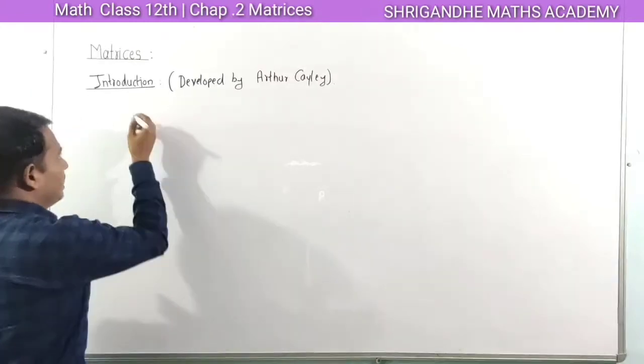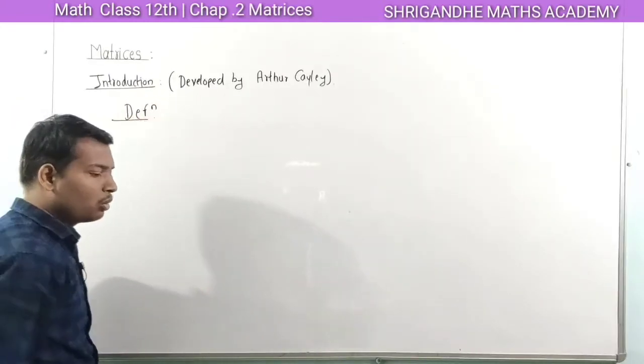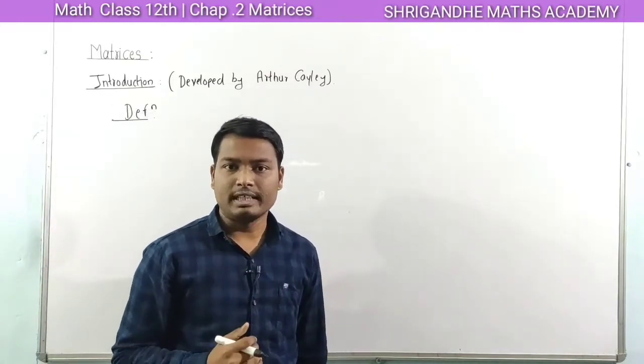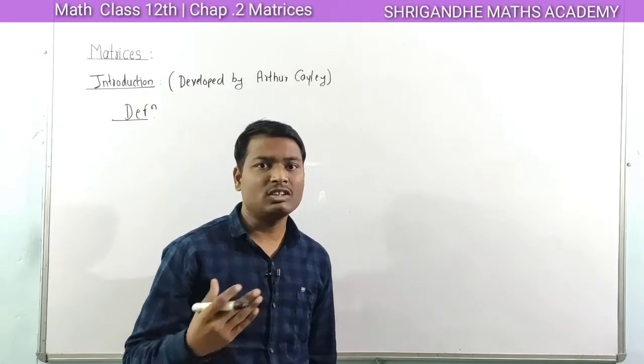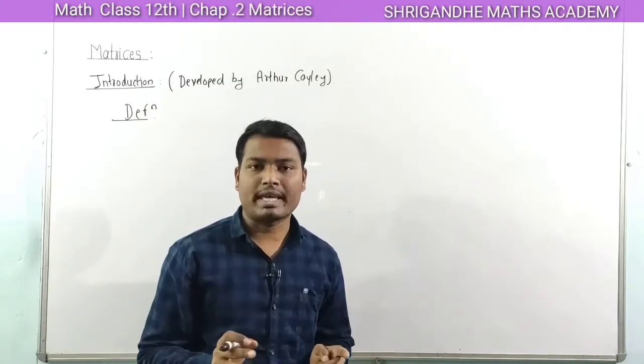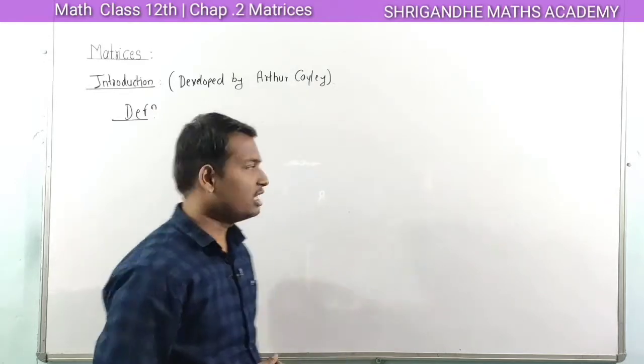The definition of matrices is that the rectangular arrangement of mn numbers of elements in m rows and n columns enclosed in square bracket or open bracket is called a matrix of order m by n. Let's see the definition.